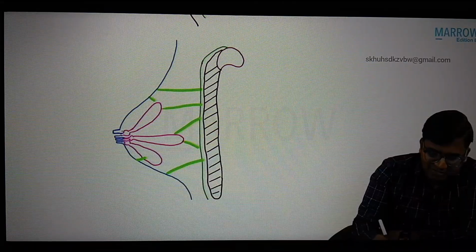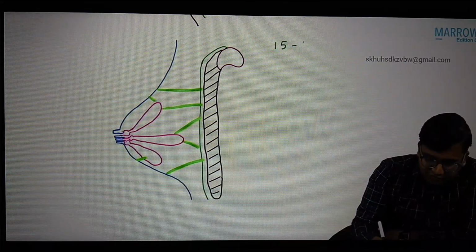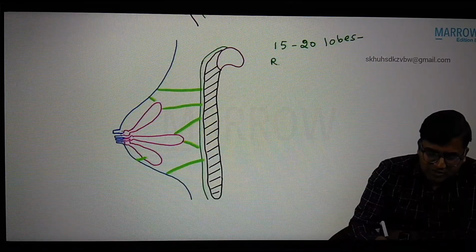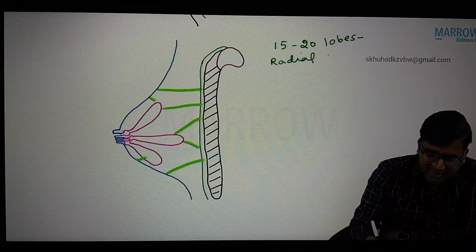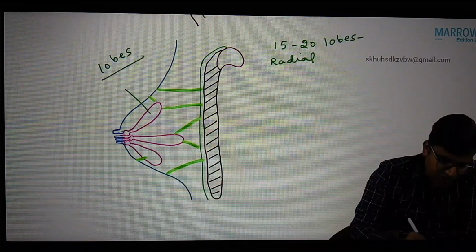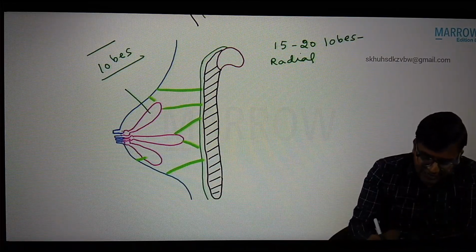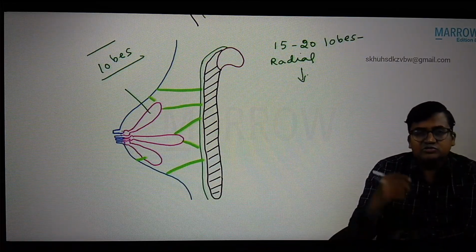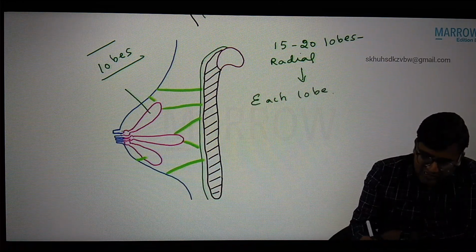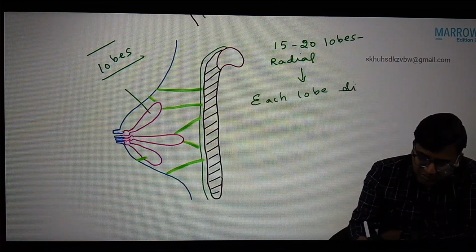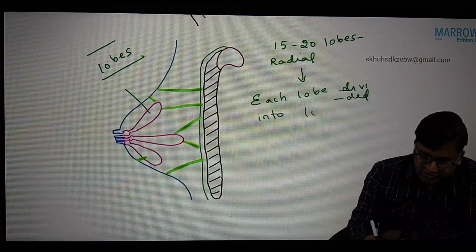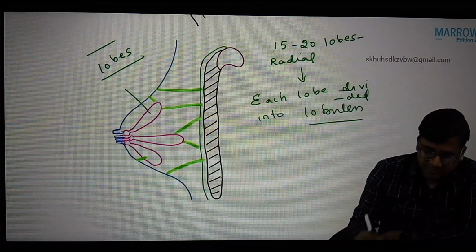Now, the parenchyma of the mammary gland has 15 to 20 lobes. These lobes are arranged in a radial manner. See here, these are the lobes. Each lobe is divided into so many lobules.